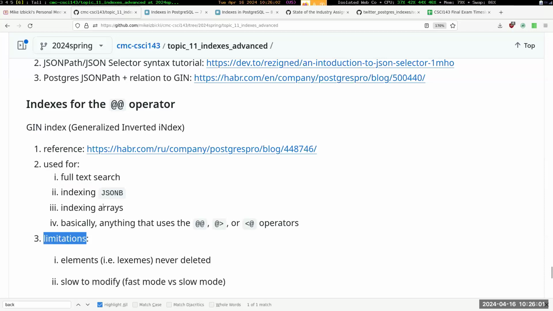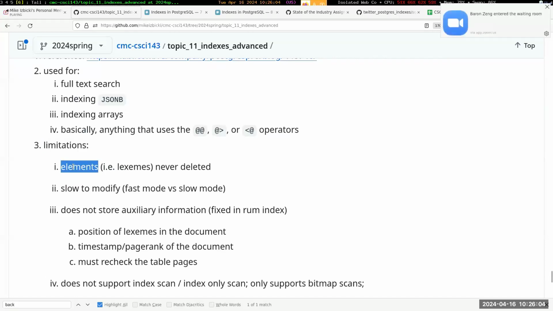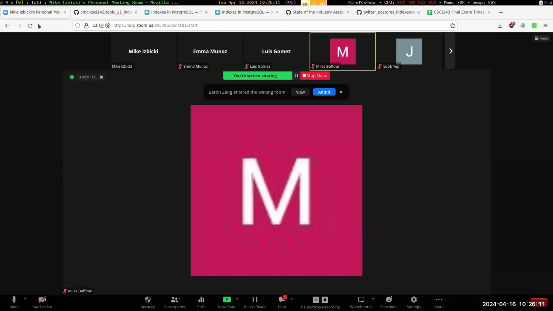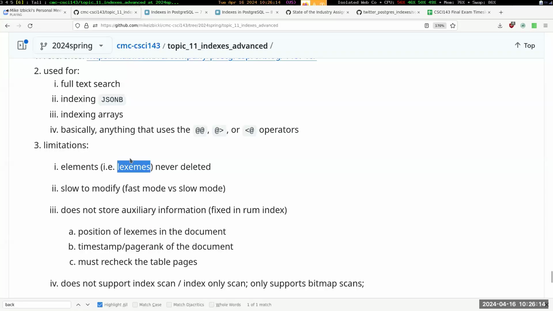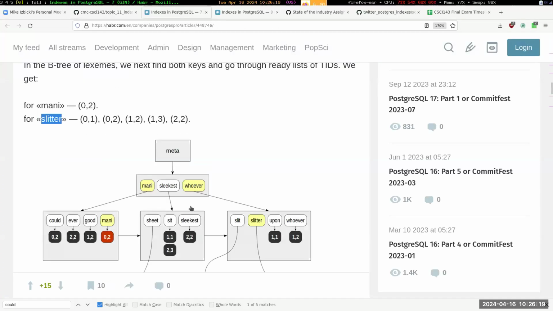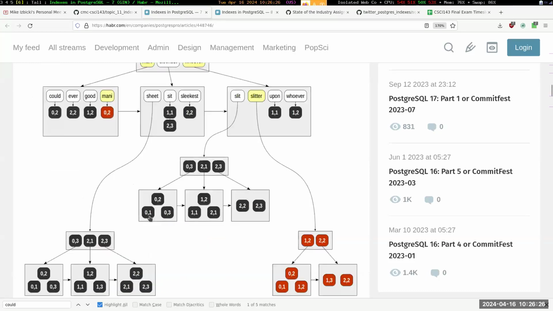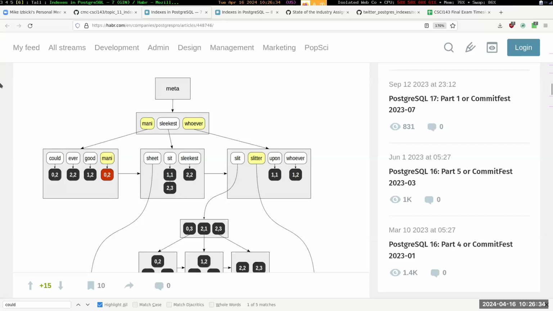The limitations over here, though: lexemes is a synonym for elements that you'll see throughout the documentation. So any of those white boxes, any of those words, are the lexemes or the elements that are stored in the tree. These white boxes up here are never deleted. And so this GIN index can grow in size and not shrink. The tuple IDs down here, these black things, will be deleted as necessary, so those parts can shrink. But this root tree up here will never get smaller. It'll only grow in size.